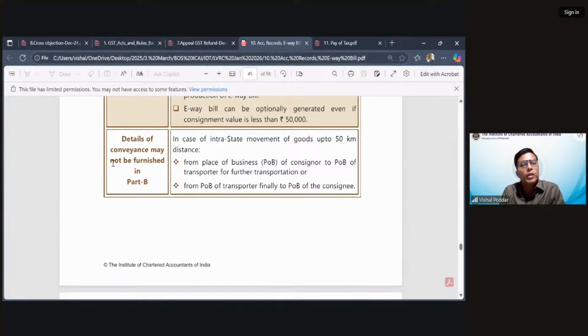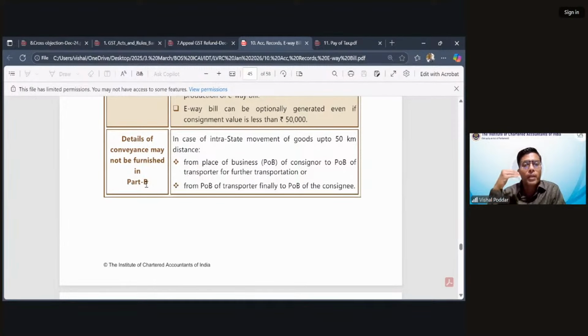Now, the details of conveyance may be furnished in Part B. In case of intrastate movement of goods up to 50-kilometer distance, this is where Part B may not be generated. In short, the complete e-way bill may not be generated, only Part A is required. When is this relaxation given?